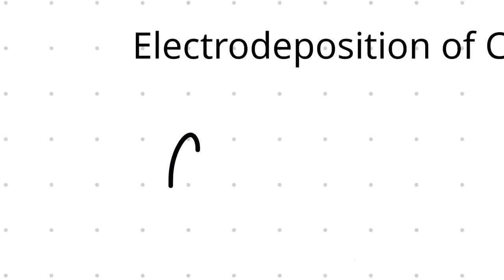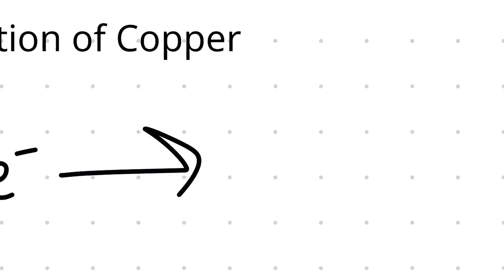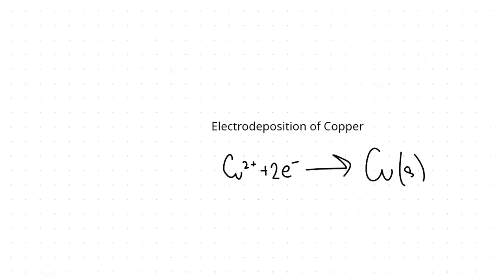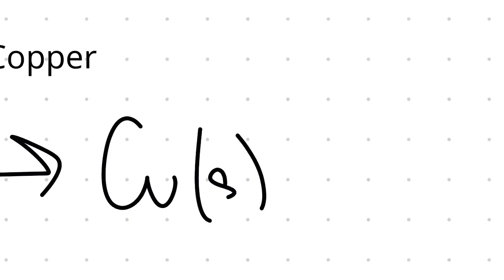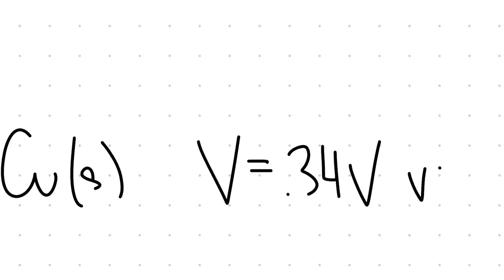of copper, right? This can be modeled by the equation Cu2+ + 2 electrons reduces into copper solid. This reaction takes place at a voltage of 0.34 volts versus a standard hydrogen electrode.